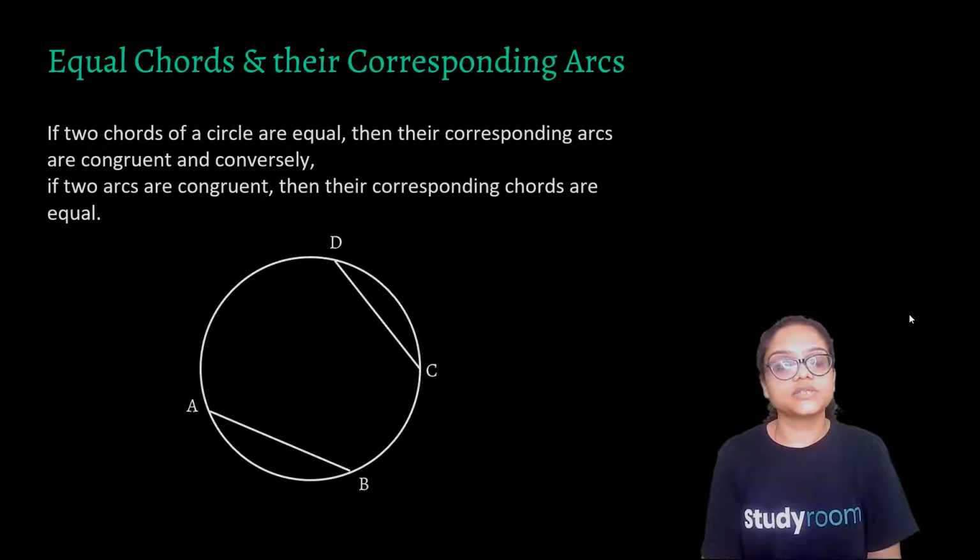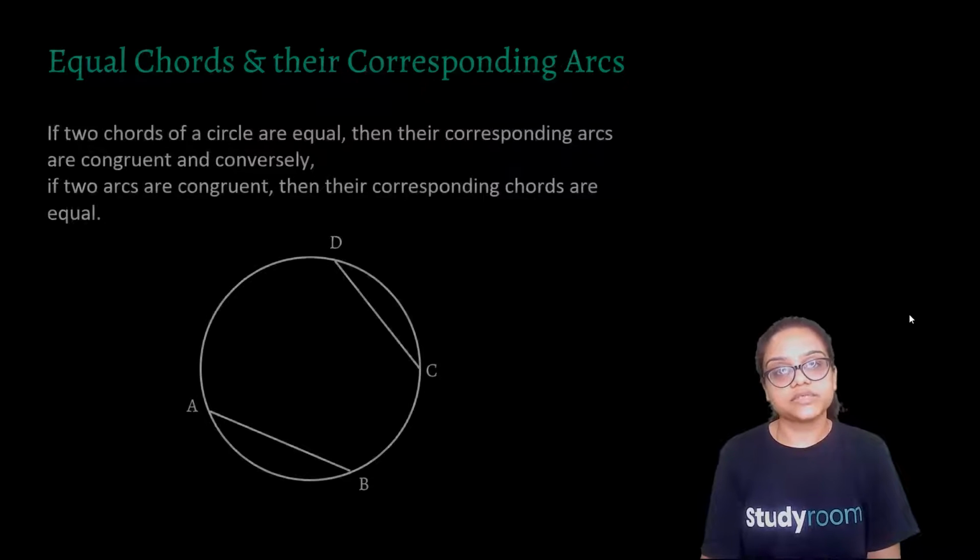If two chords of a circle are equal, then their corresponding arcs are congruent. Why so? Because if chords are equal, then we have already learned that their distance from the center is equal, and hence the arcs they create would be of equal area, and equal area arcs are congruent. Similarly, if two arcs are congruent, then their corresponding chords are equal, just vice versa.